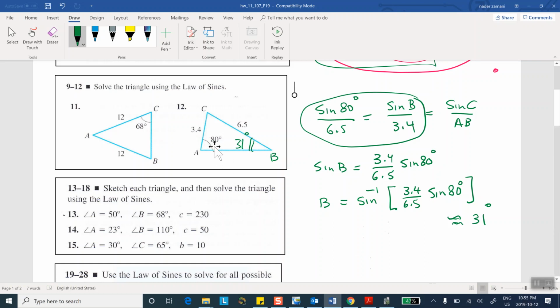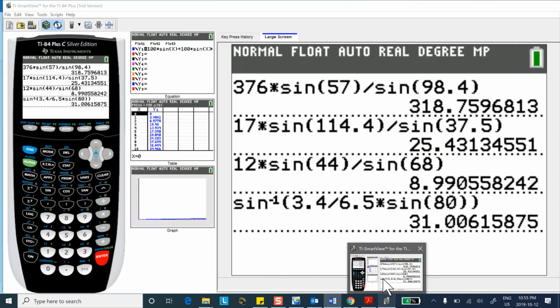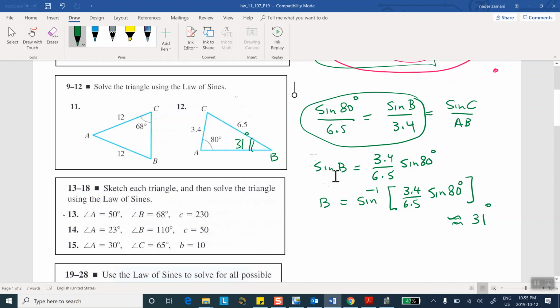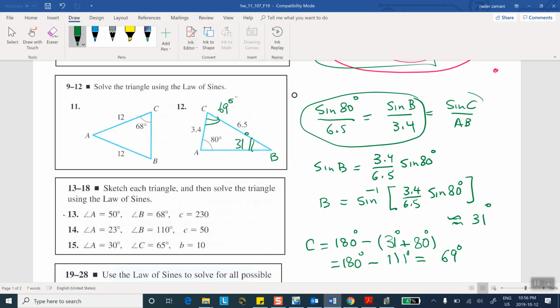Now, as soon as we found B, we already have C, so we can find C itself. To make sure that I did get 31. Yep, good. So angle C is equal to 180 minus 31 degrees plus 80 degrees, and this is equal to 180 minus 111, and this is 69 degrees. So this angle is 69 degrees. So we have the angle C, which is right there.